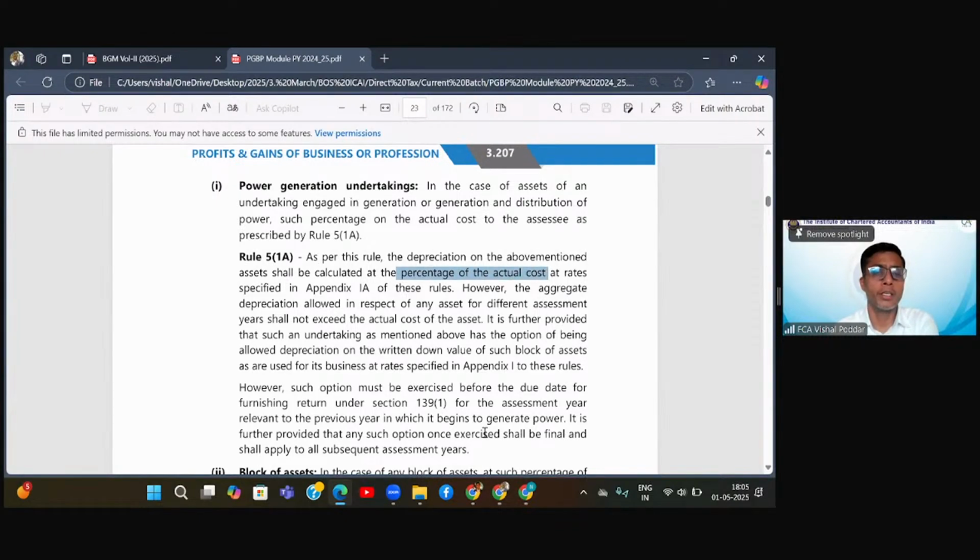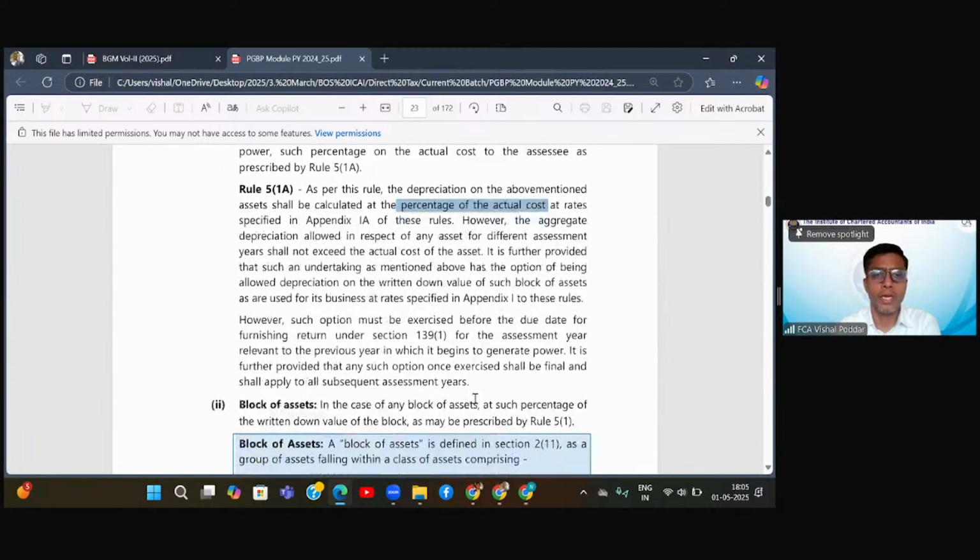Now, how do we know that it is on SLM basis? Because in case of SLM, the depreciation is computed always on the original cost. So this is what is mentioned, that they have given the rates in Appendix 1A of these rules, and in that the SLM rates for different assets are given.